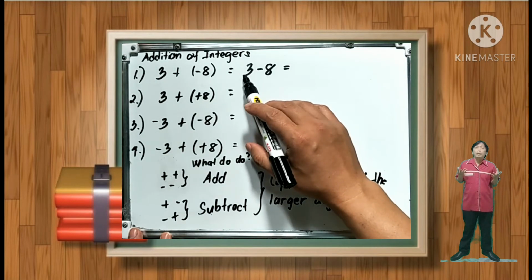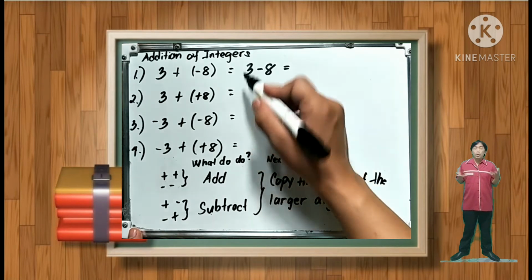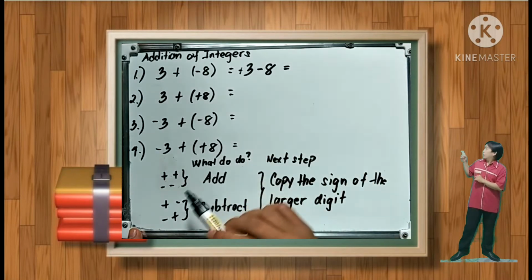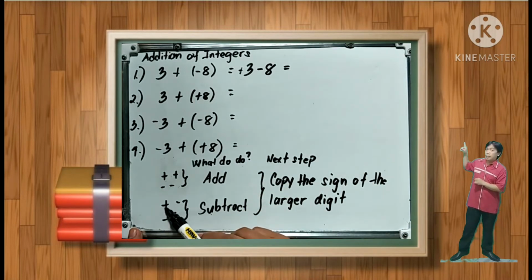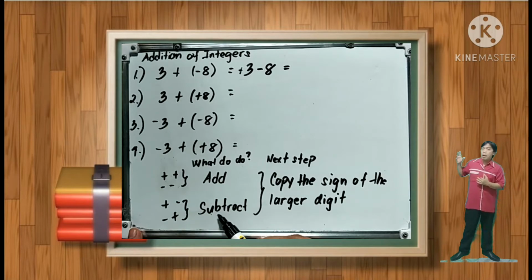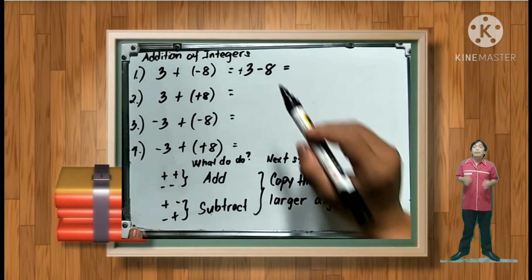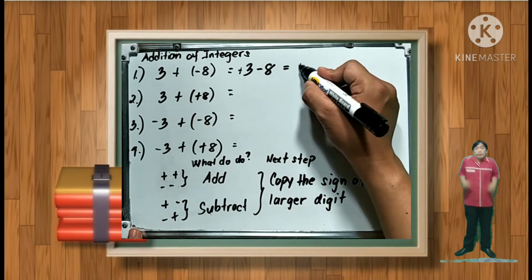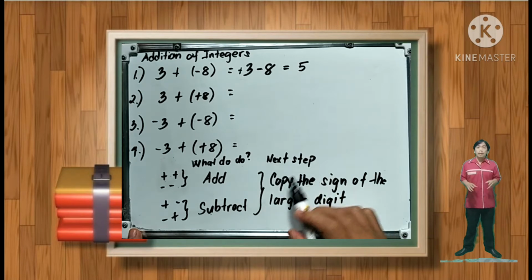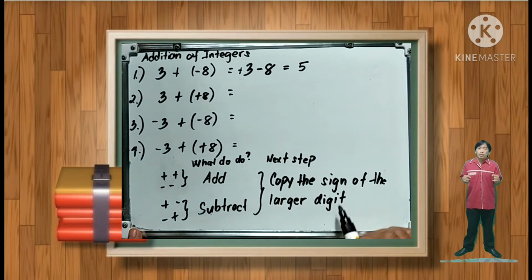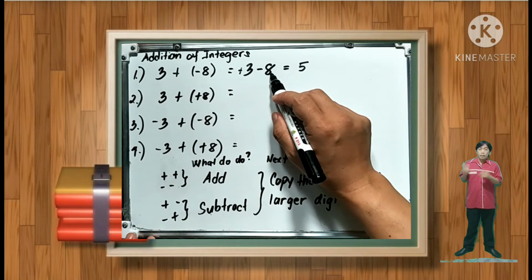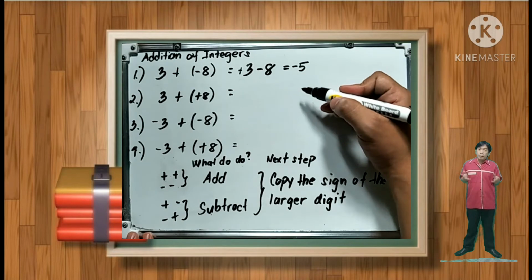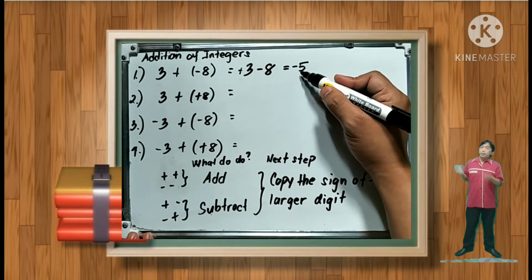Okay. Now, since 3 doesn't have a sign, it means it is positive. The signs are different. Okay, so it falls here. Positive and negative. What to do is we're going to subtract. Okay, so if we subtract 8 and 3, the answer is 5. Then the next step is we're going to copy the sign of the larger digit. Okay, since 8 is larger than 3, regardless of the sign, we copy the sign of negative. Okay, so the answer is negative 5.